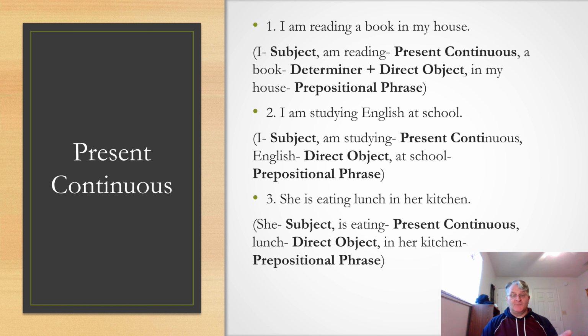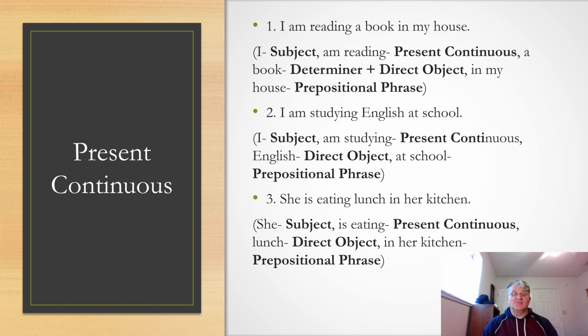Okay. Similar to I cook food or I am cooking food. Food is your direct object. Here, English is your direct object. At school is our prepositional phrase. Okay. You could change it to say, I am studying English at home, or I am studying English in the library. Yeah, same type of sentence you could use.